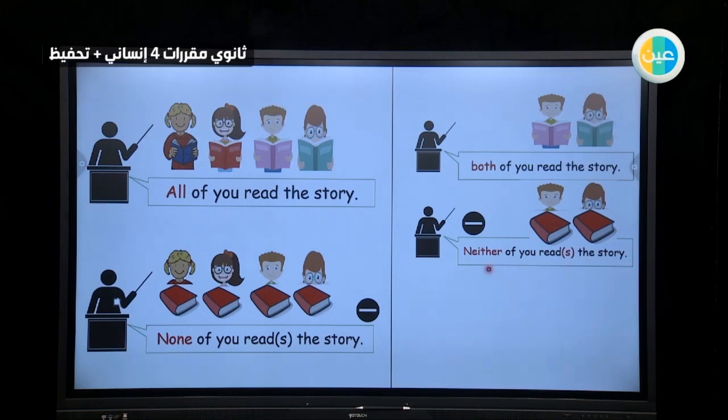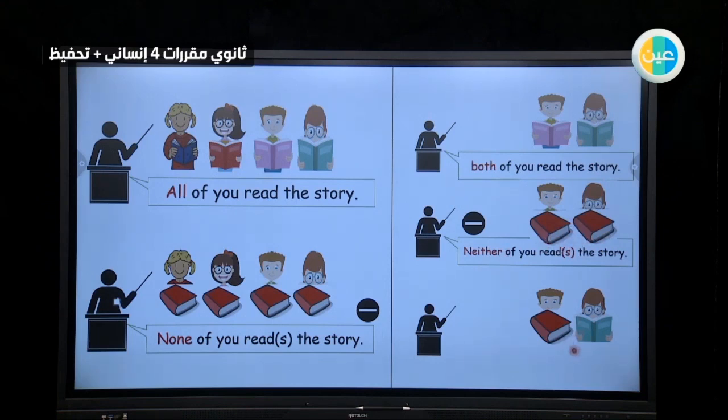Okay, the last one we have here, you can see that both of the students, both of them, open their books and read the story. Here, neither, none of these 2, neither: no one of these students read the story.